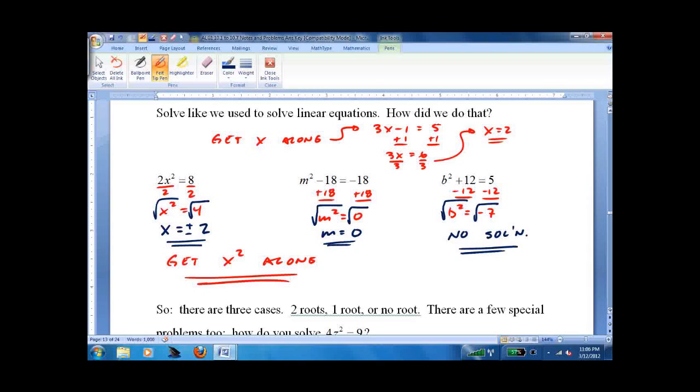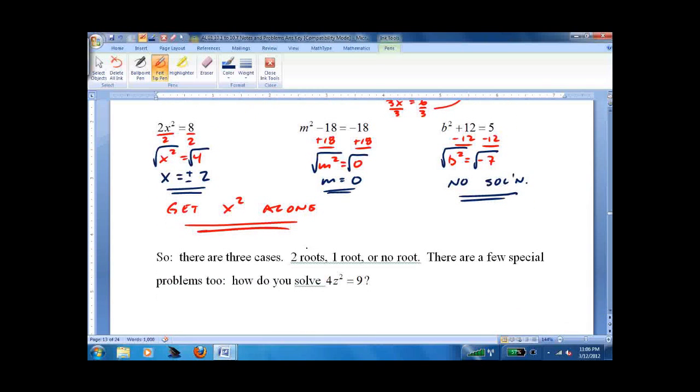That's really it. 2 roots, 1 root, no roots. Remember, roots just mean where this equation, if we graphed it, would hit the x-axis. A lot of people forget that. We call it a solution, a root, things like that.